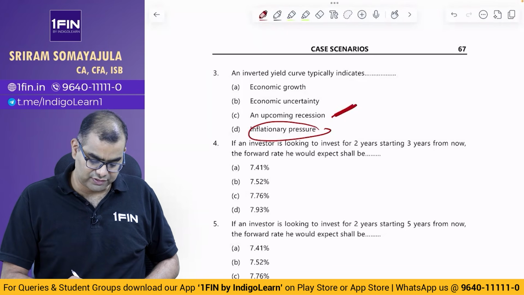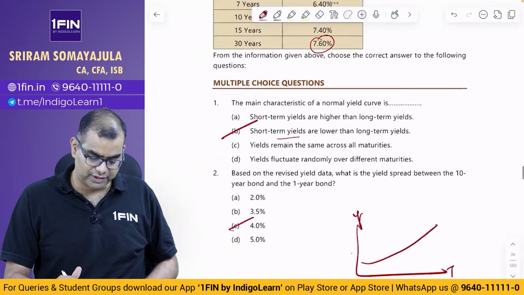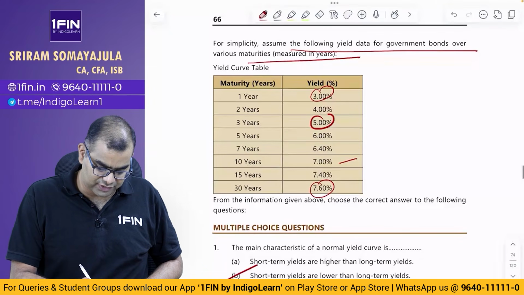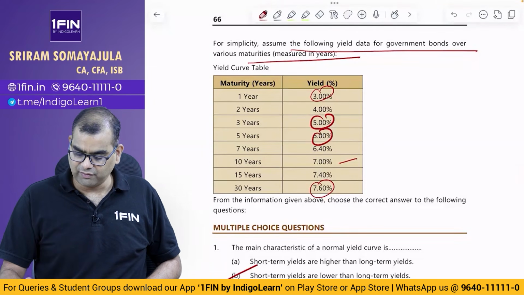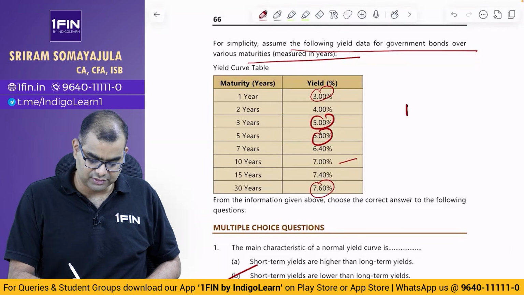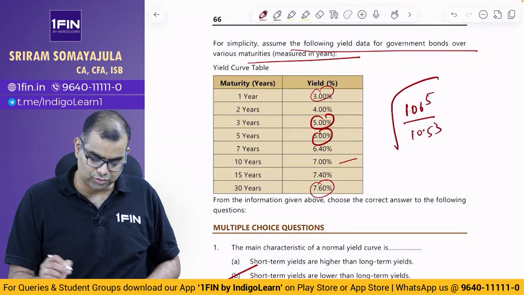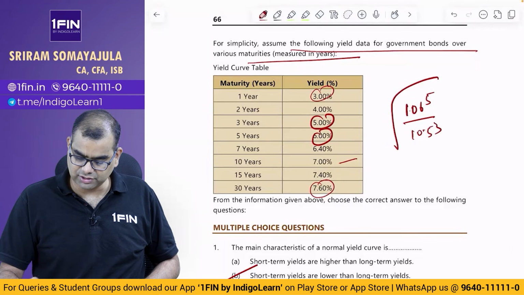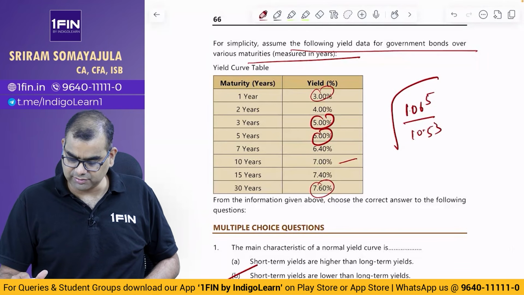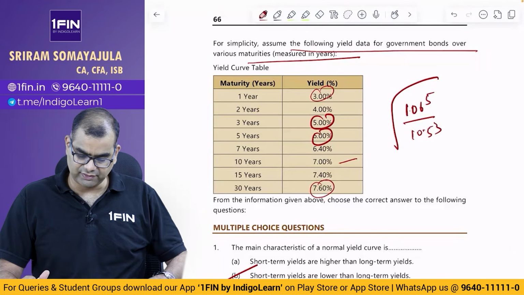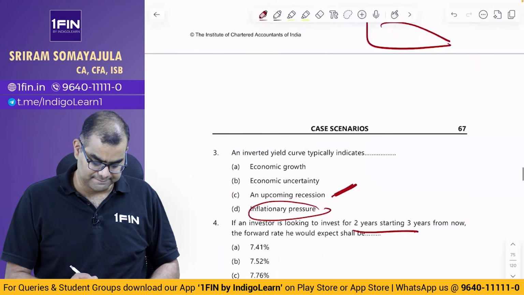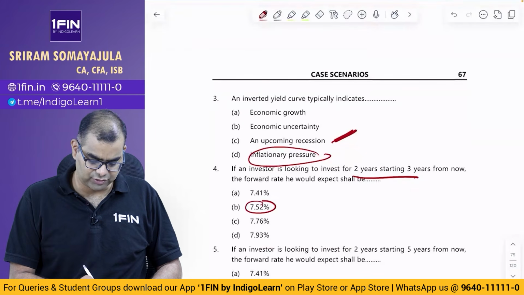Then, if investors will invest for 2 years, starting 3 years from now, the forward rate would be, after 3 years for the next 2 years, 1.06 power 5 by 1.05 power 3, under root. So 1.06 into 1.06 into 1.06 into 1.06 into 1.06 divided by 1.05 divided by 1.05 divided by 1.05, you get something, for that square root, 7.517, so you can take it 5.2.